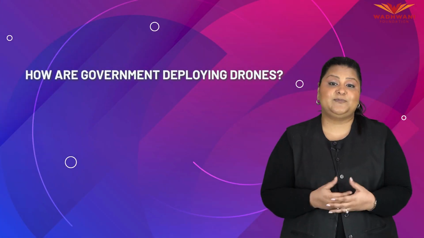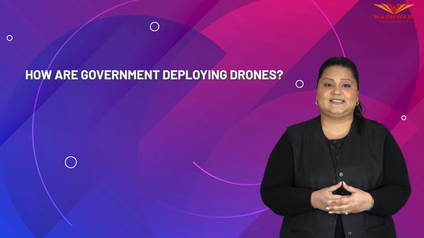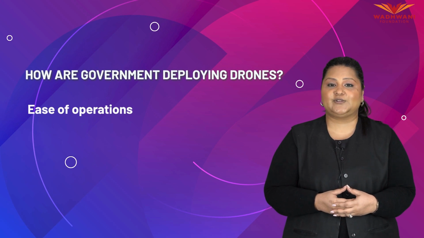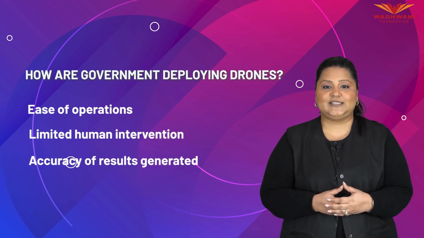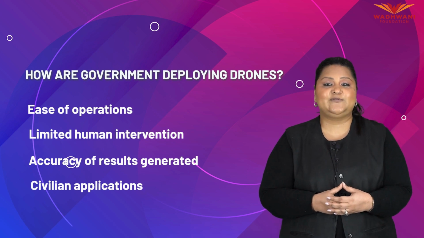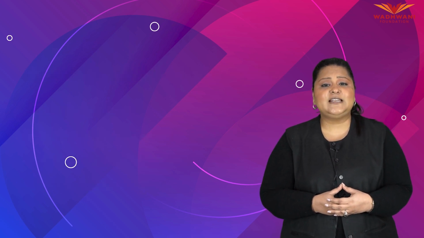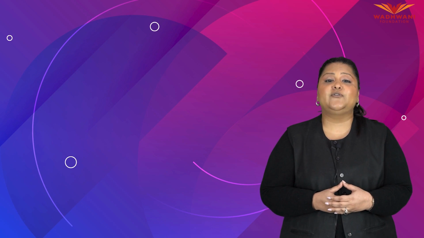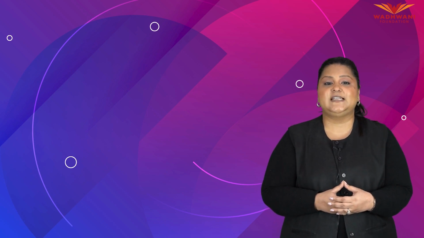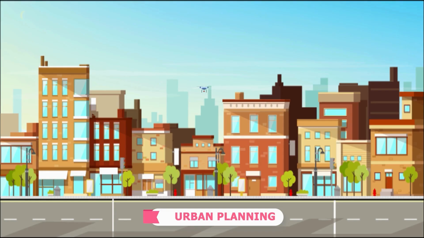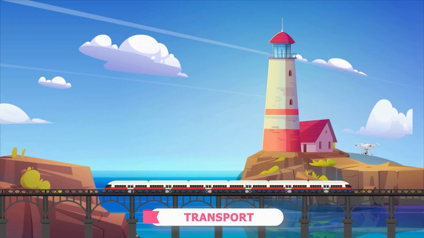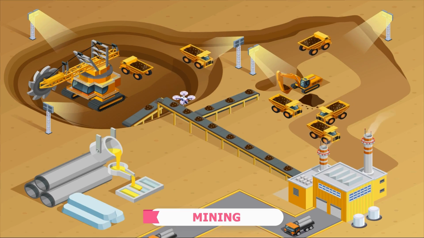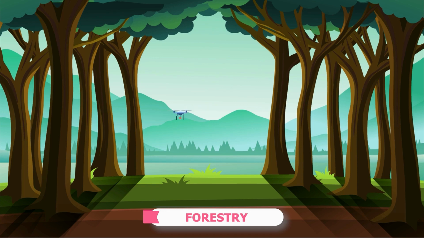How is the government deploying drones? Let's see some use cases. Due to ease of operations, limited human intervention, and accuracy of results generated, drones have widespread civilian applications. They are currently being used across the country for bringing transformational changes in the fields of agriculture, urban planning, disaster management, infrastructure, transport, surveillance, mining, forestry, and many others.